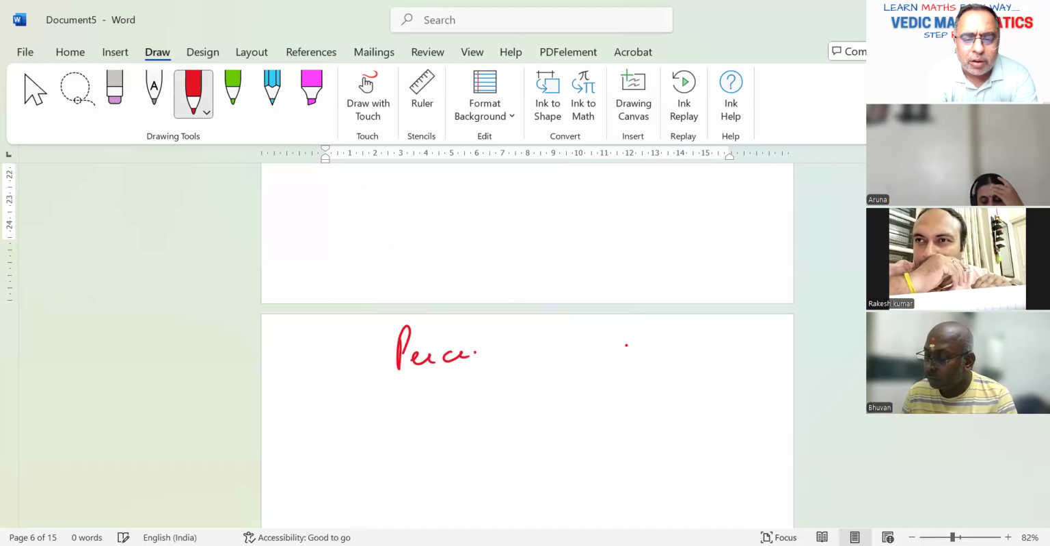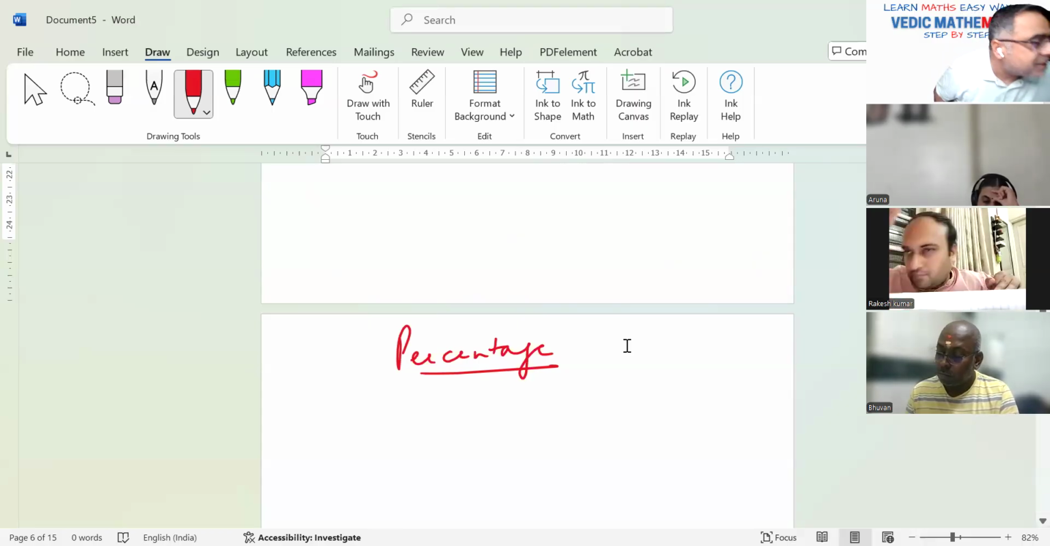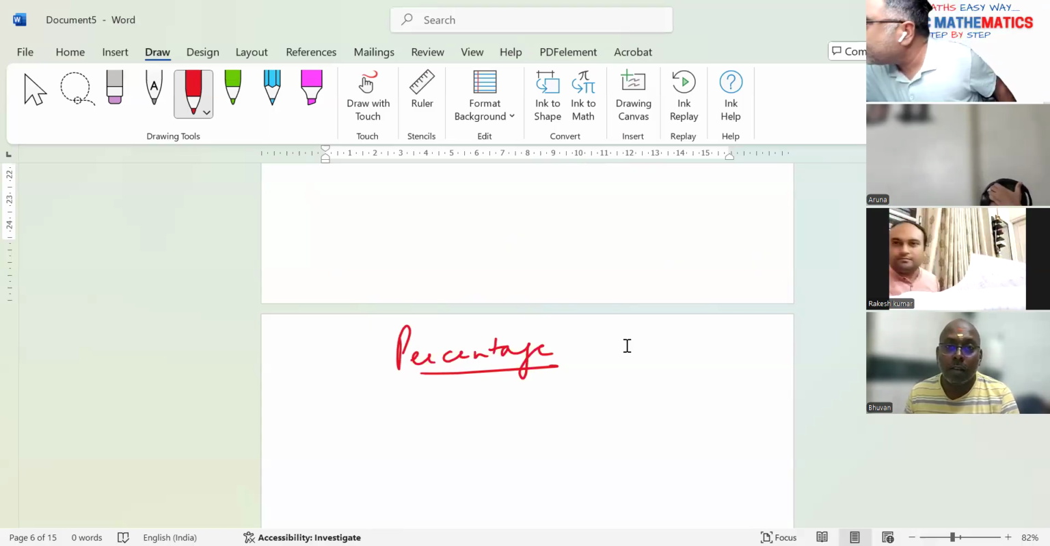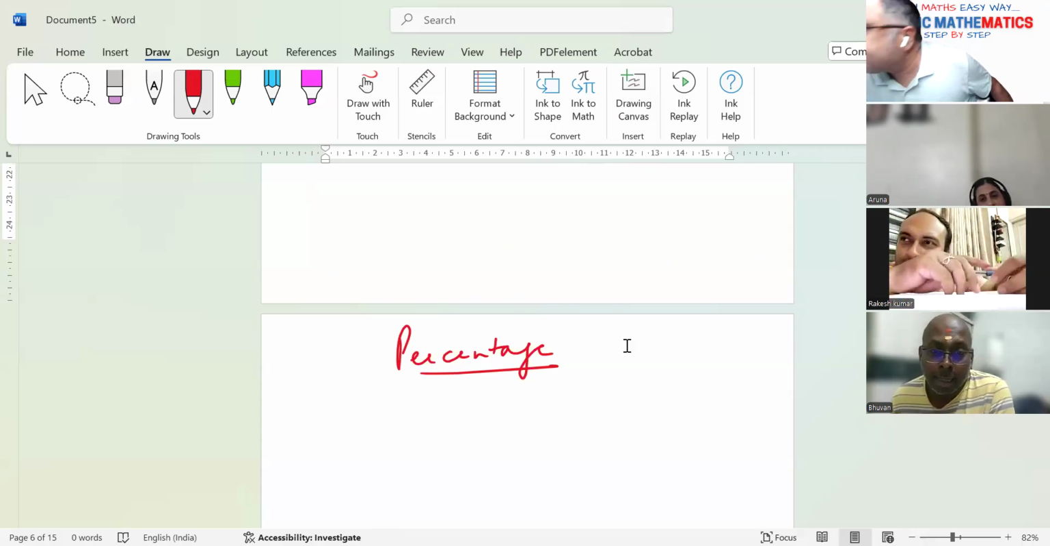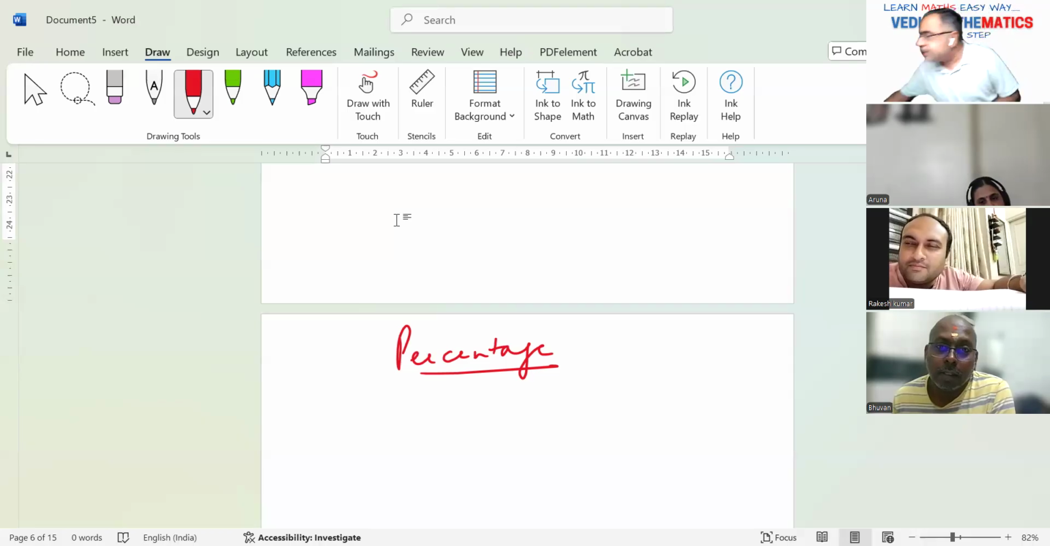Your book has very little, and I have added more topics in it. Now, what is a percentage? What do you mean by percentage? Yes. What do you mean by percentage? Divided by 100. Okay. That's all. Yes, Aruna. Rakesh.